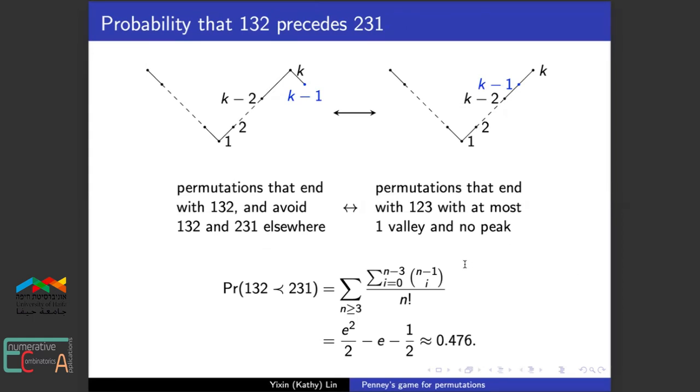Again, we want to know the number of permutations that end with 1, 3, 2 and avoid both 1, 3, 2 and 2, 3, 1 elsewhere, which is the same as the number of permutations that end with 1, 2, 3 with at most 1 valley and no peak. The bijection is, again, by moving this k minus 1 to the right and then moving it back. So this number can be computed by summing over all I from 0 to n minus 3 of n minus 1 choose I. So it's about 0.476.